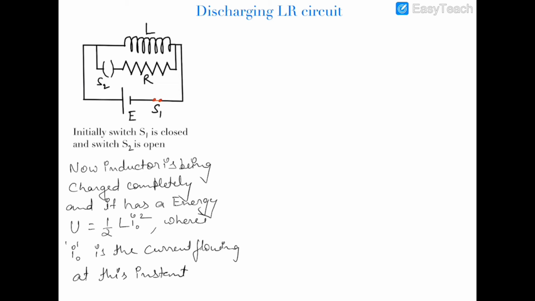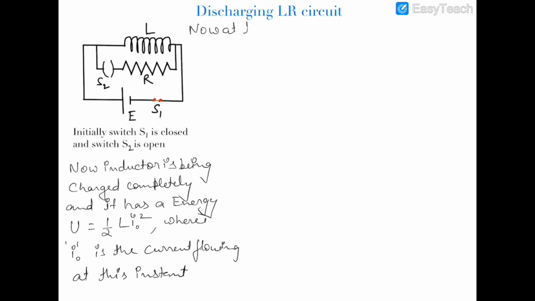So I naught is that current when the inductor is completely charged and the current of the circuit is at its saturation level, and that saturated current is I naught. So you can also say that I naught is the initial current or I naught is the peak current.